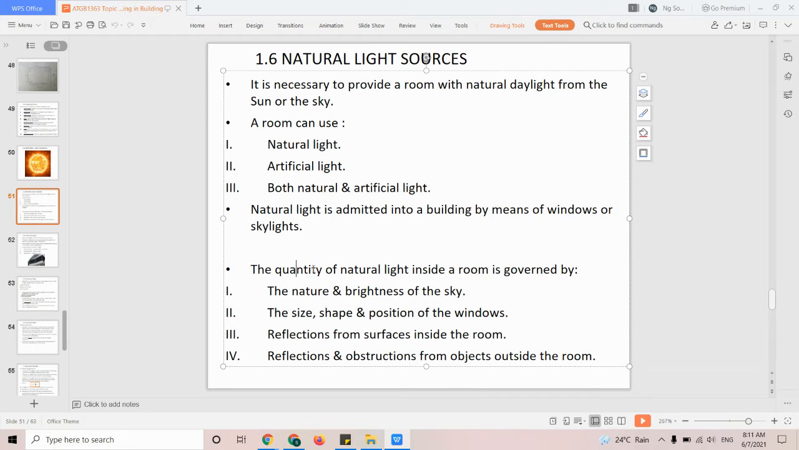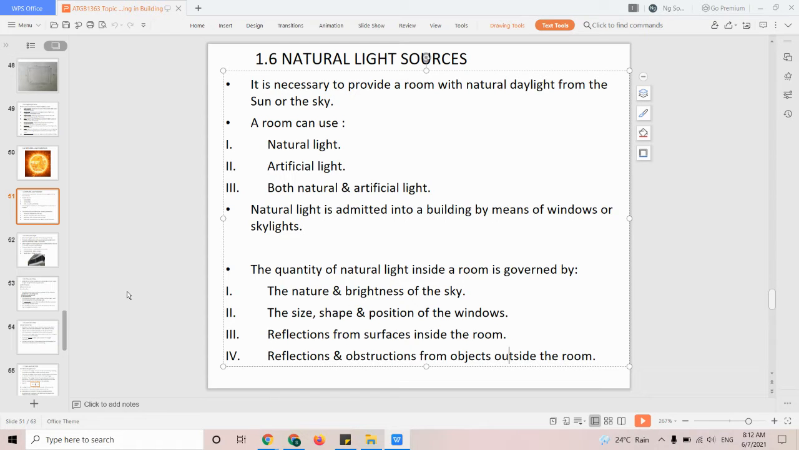Depending on where our room is, the quantity of natural light is governed by the natural brightness of the sky. How big is your window and where is its position? Is there any reflection in the room? And any reflection and obstruction from objects outside the room? So sunlight can come into a room in different ways. It can be direct, it can be indirect, or through reflection.